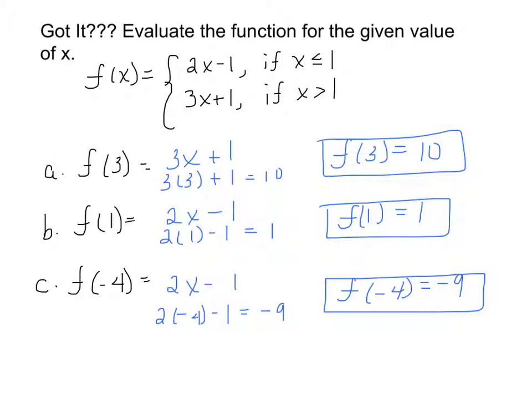In the third example, my x value is -4. Well, -4 is smaller than or equal to 1. So I'm using the same function that I used in part B. Plugged in -4 and I got -9. So f of -4 equals -9.